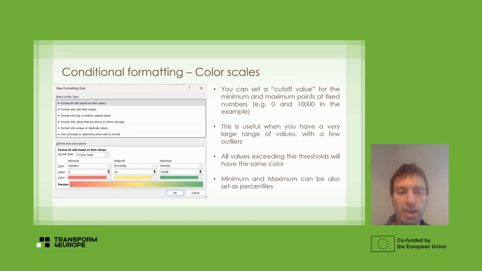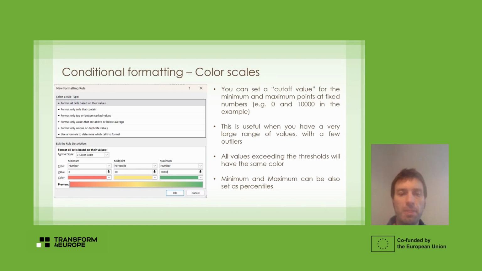As you can see, we have different options for different colors as we please. But the most important part is that we can check whether we want to use an actual number for setting up the minimum, midpoint, and maximum values of our range. And otherwise, we have the option to select a percentile, okay? So what would this range look like in practice?